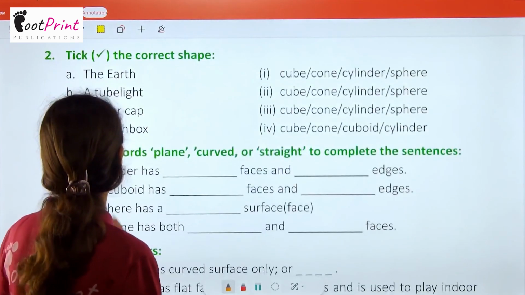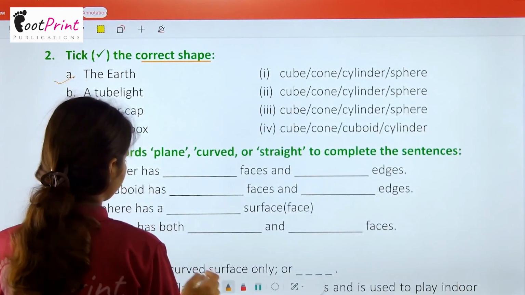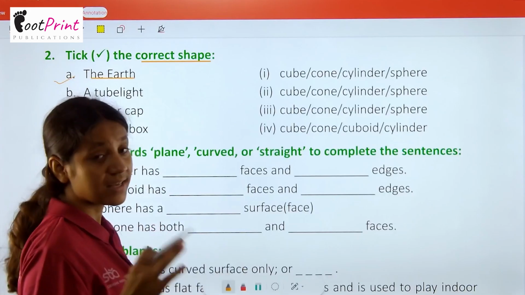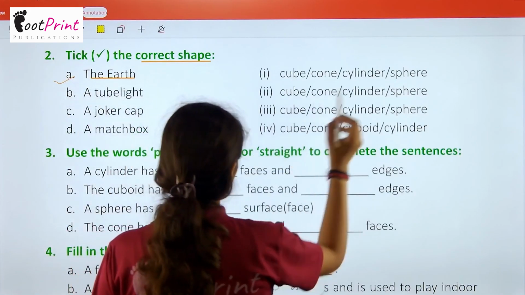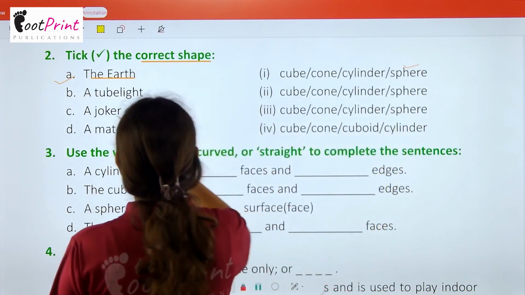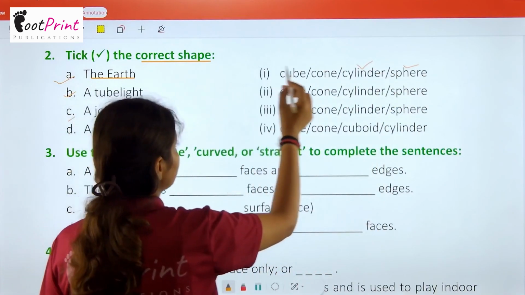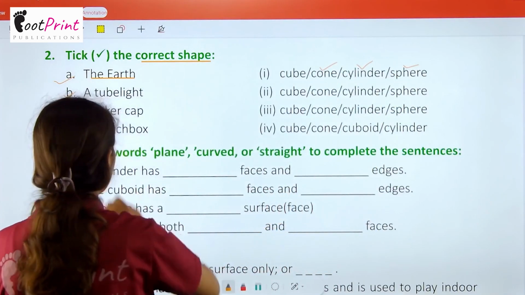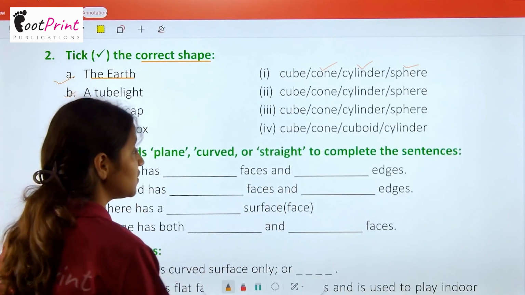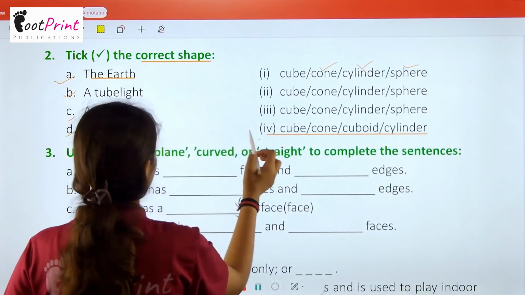Now in question number 2, take the correct shape. So the earth is in the shape of sphere. Okay. A tube light is the shape of cylinder. A joker cap is the shape of cone. And a matchbox is the shape of cuboid. So this one is the only right one.